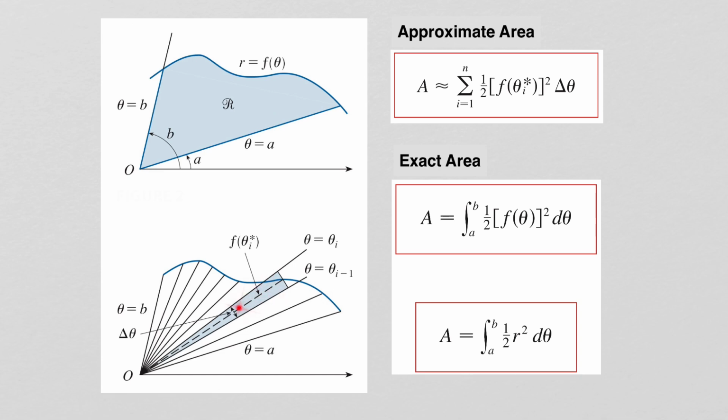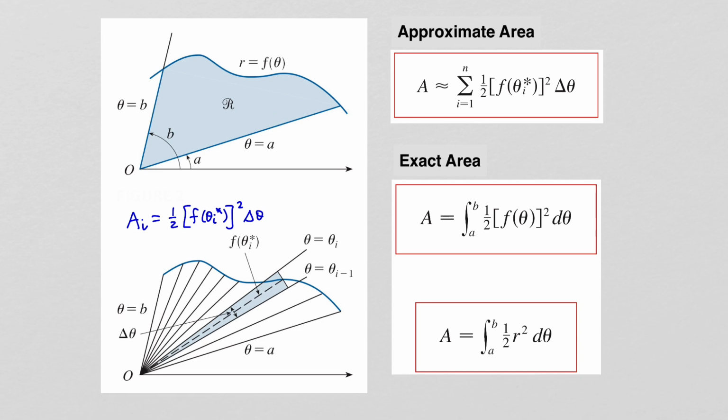And so the area of the ith sector is going to be 1/2 times r squared, which is f of theta i star, quantity squared, and then times delta theta. And that's what you see inside of this summation here. And so to get the area inside of this curve, we are going to add up all of the areas of these little sectors here. And that's why you see the sum from i equals 1 to n.